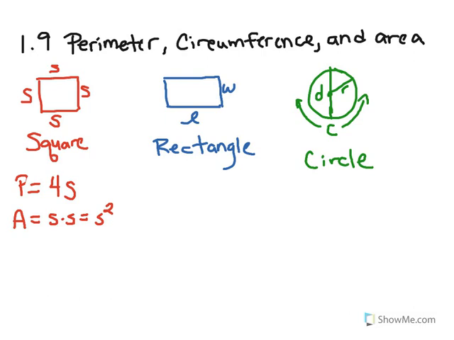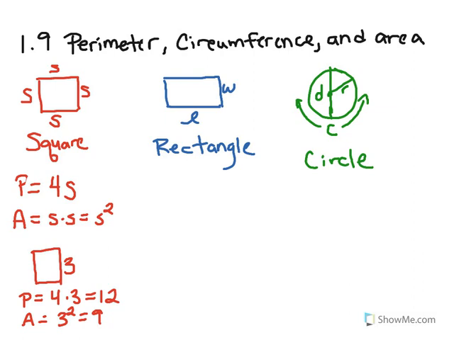So if we take an example, let's say we have this square here, and one of its sides is equal to 3. Okay? That means the perimeter is going to be 4 of those 3's added together, which gives me 12. And the area is going to be 3 squared, which is 9.